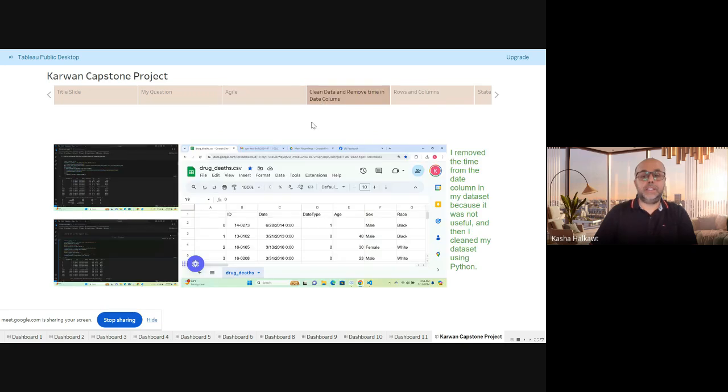Next slide is clean data and remove time in data columns. I removed the time from the data columns in my dataset because it was not useful. I have a time beside the date here, and I also use Python to remove it and clean the data. And then I clean my data set using Python.